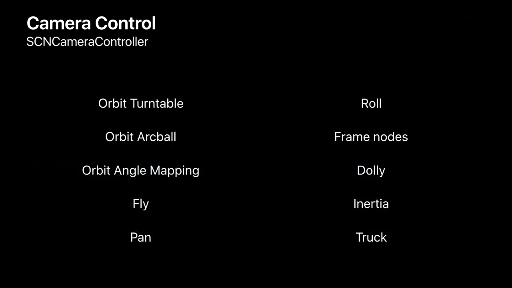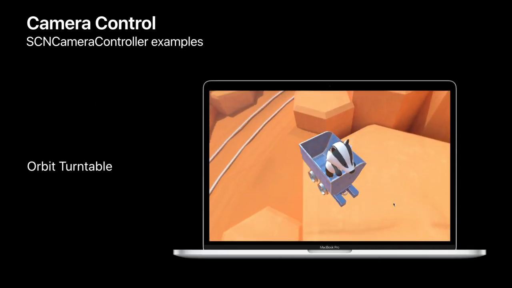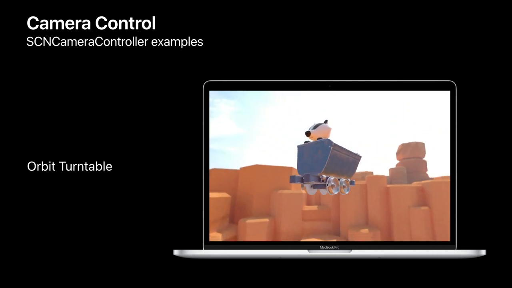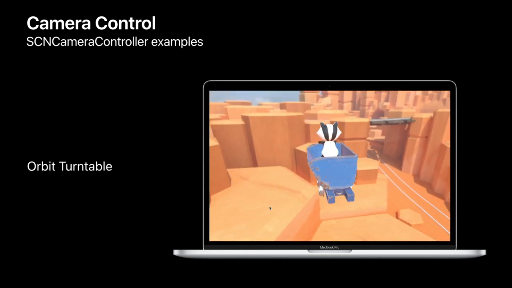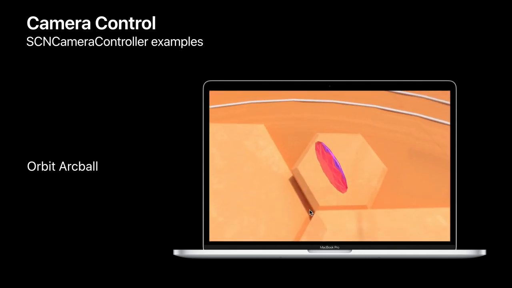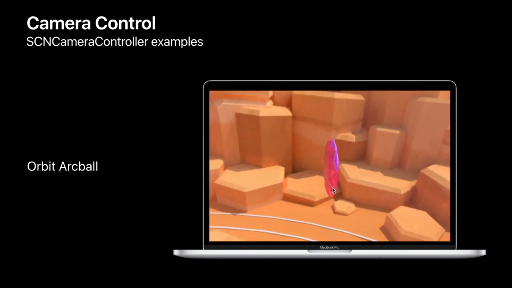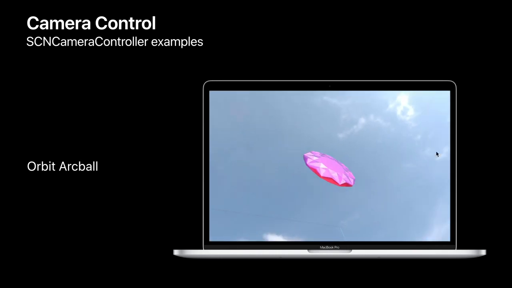So the SCNCameraController provides, out of the box, most of the common camera operation tools. To give some examples, the orbit turntable allows you to orbit your camera around a 3D object and will prevent roll. That means that the horizon will always remain level regardless of the rotations you are doing. The orbit arc ball will orbit the camera using the vertical and horizontal axis in screen space. So this mode can be more intuitive in some cases, but it doesn't prevent roll, so it really depends on your own application.